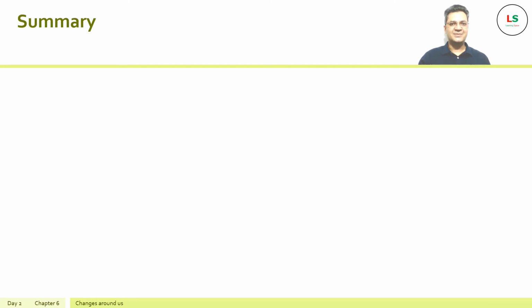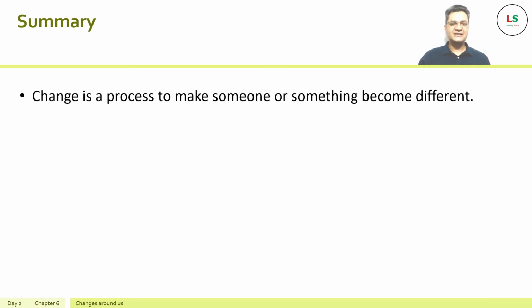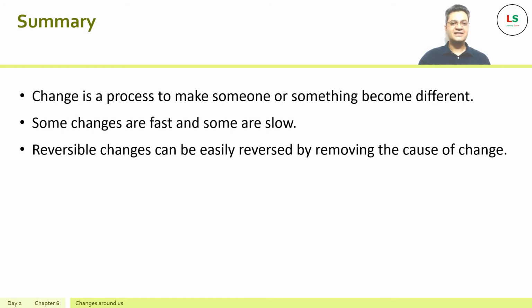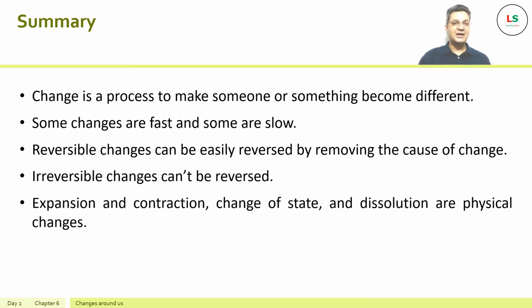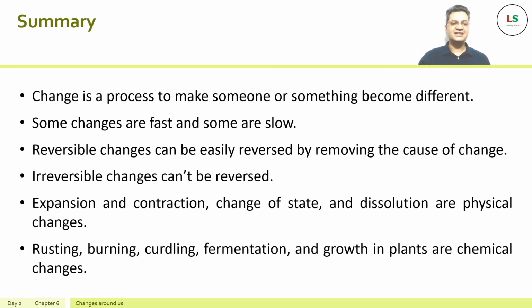Let's summarize the chapter. Change is a process to make someone or something become different. Some changes are fast and some are slow. Reversible changes can be easily reversed by removing the cause of change. Irreversible changes cannot be reversed. Expansion and contraction, change of state, and dissolution are physical changes. Rusting, burning, curdling, fermentation, and growth in plants are chemical changes.